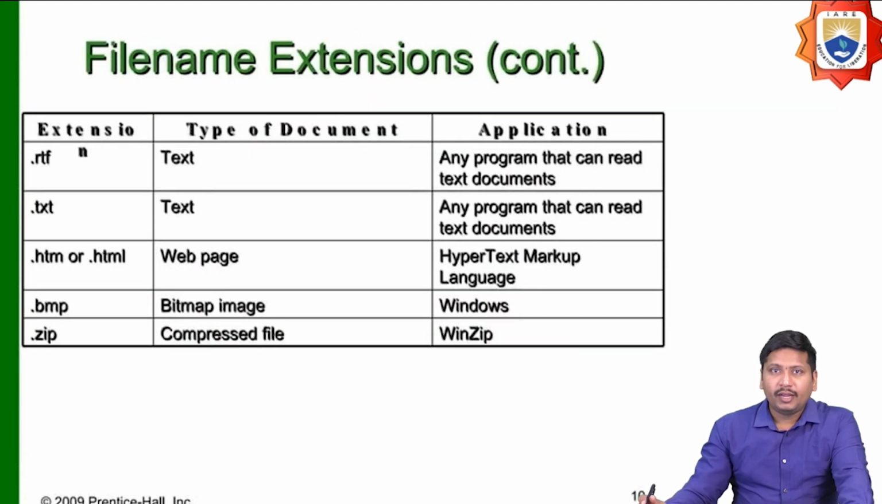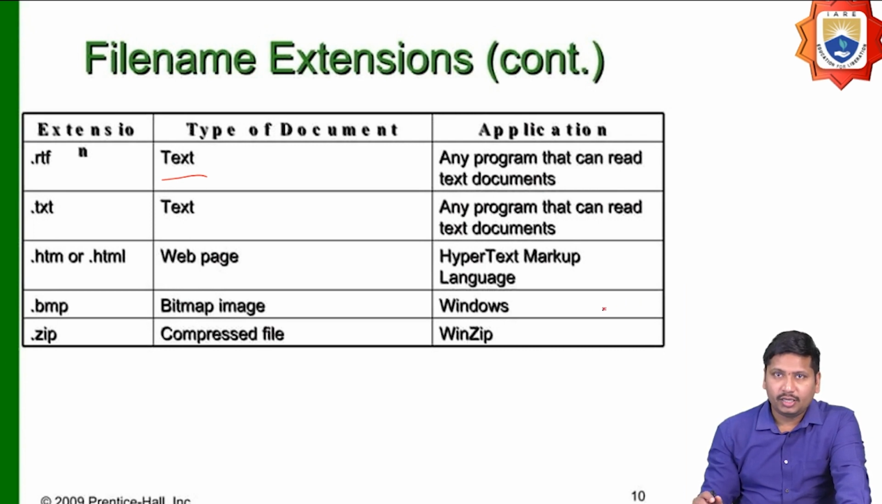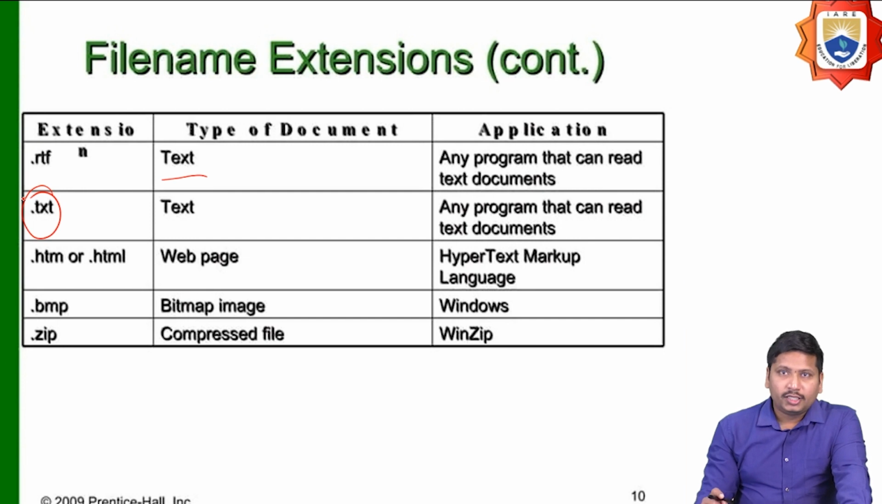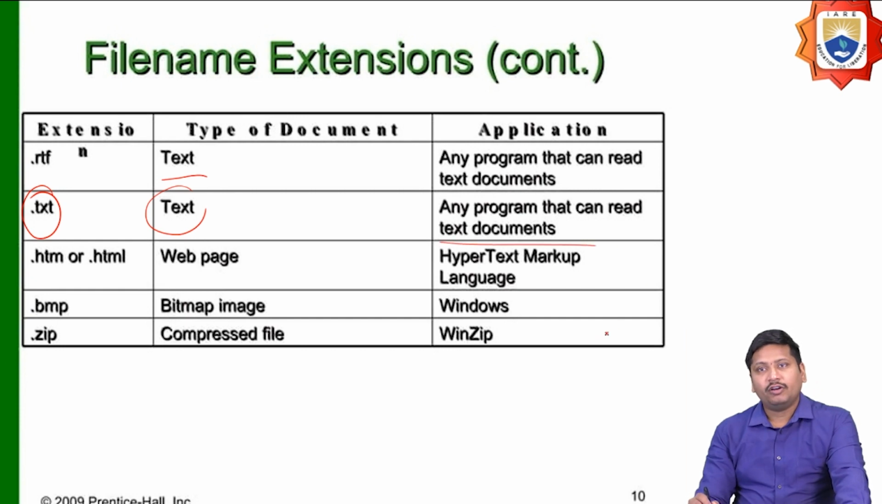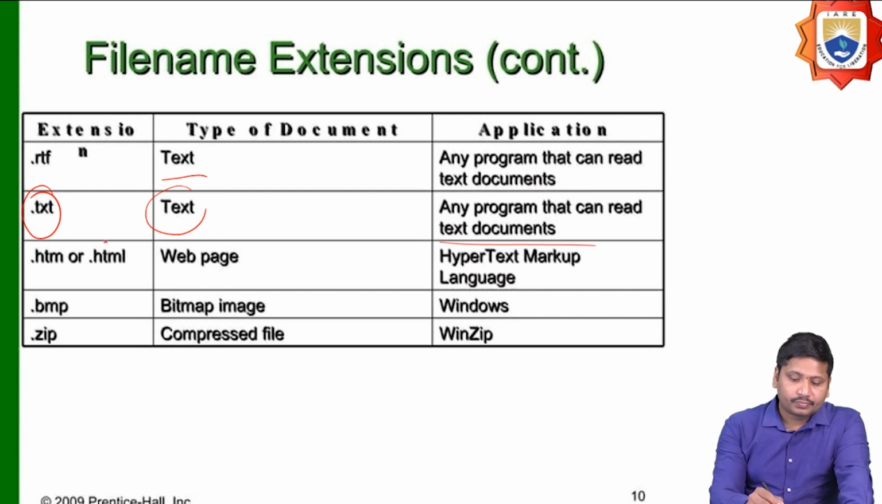So some other file name extensions we have are .rtf, a type of document that is text, and any program that can read text documents can be used. And .txt is another kind of extension for text only, and we can use that also for any kind of program that can read text documents.